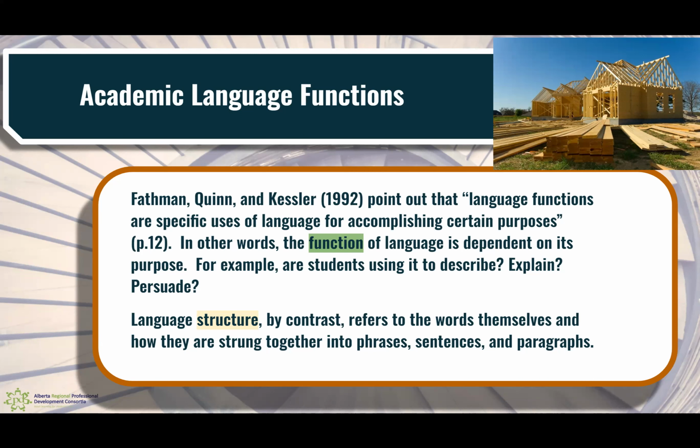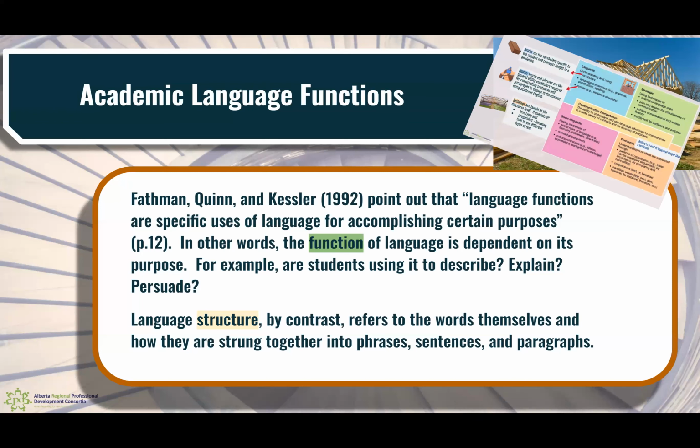I mentioned before about the buildings, and that's our academic language functions. They have different purposes. So the function of language is dependent on its purpose. So use it to describe or explain or persuade. And then we have structures that refer to the words themselves, and that they're strung together into phrases, sentences, and paragraphs. And again, tying that into the communicative competence.